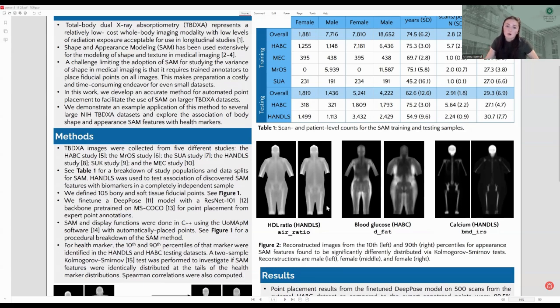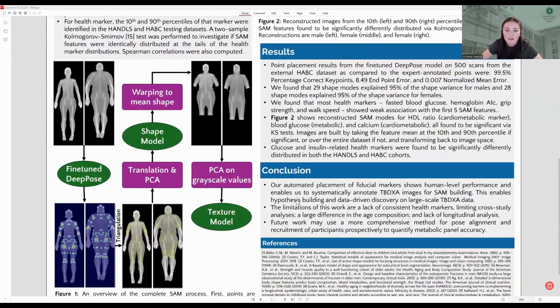So our method really opens up opportunities for doing more analysis and exploring principled predictive modeling of these markers on really huge databases of total body DEXA scans, which provide a very detailed look into the body composition and bone health of an individual. The limitations of this work are a lack of consistent health markers and longitudinal data, which we hope to amend in future work with new data sets.